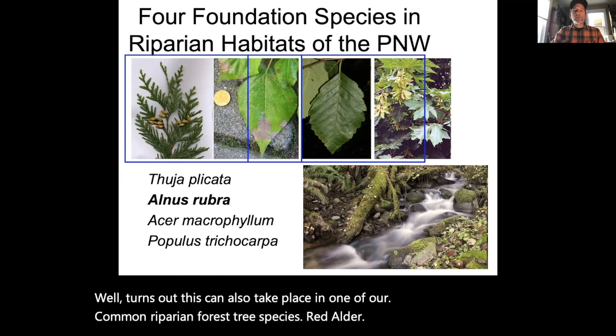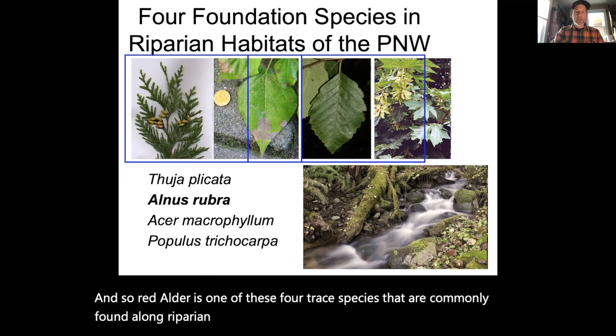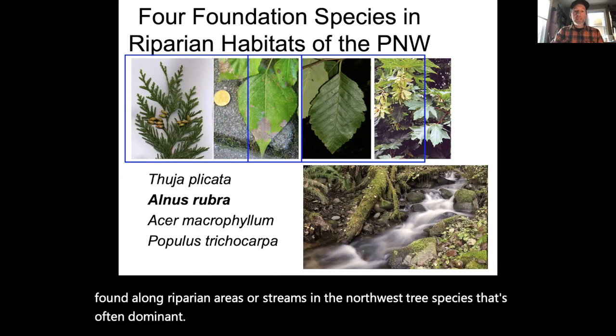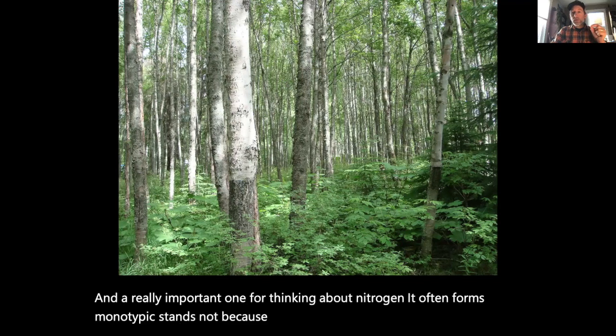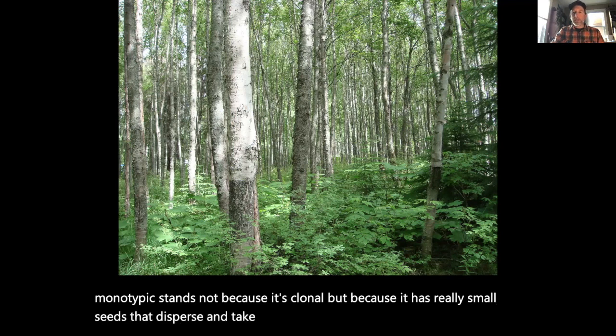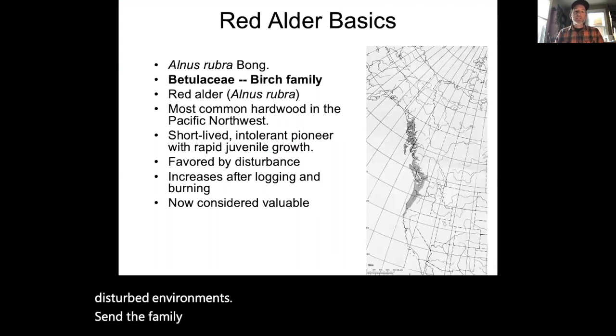And so red alder is one of these tree species that are commonly found along riparian areas or streams in the Northwest, a tree species that's often dominant and a really important one for thinking about nitrogen. It often forms monotypic stands, not because it's clonal, but because it has really small seeds that disperse and take advantage of low nutrient conditions in highly disturbed environments. It's in the family Betulaceae. It's probably the most common hardwood in the Pacific Northwest.